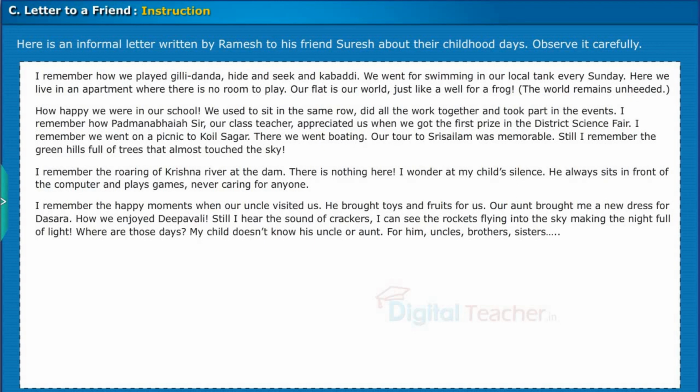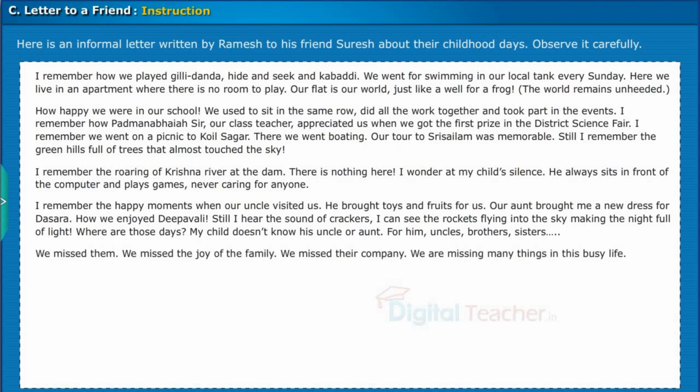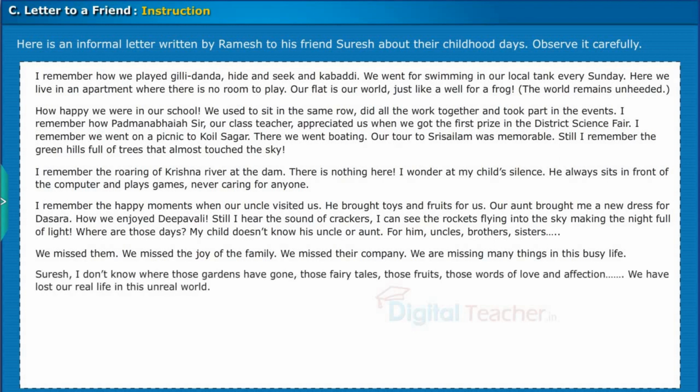For him, uncles, brothers, sisters, we missed them. We missed the joy of the family. We missed their company. We are missing many things in this busy life. Suresh, I don't know where those gardens have gone, those fairy tales, those fruits, those words of love and affection. We have lost our real life in this unreal world.